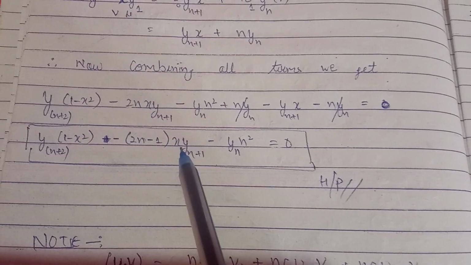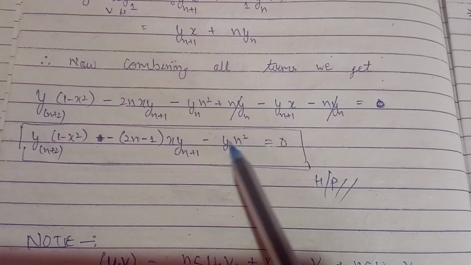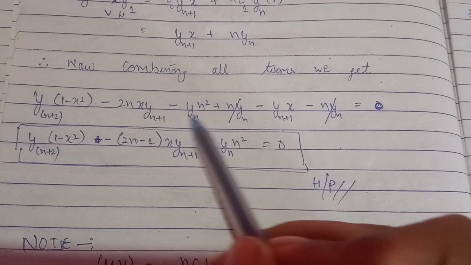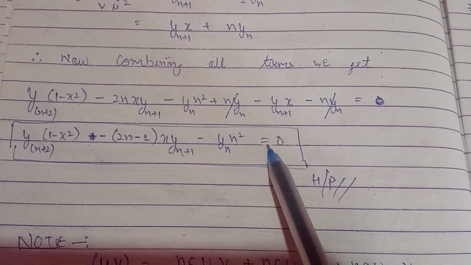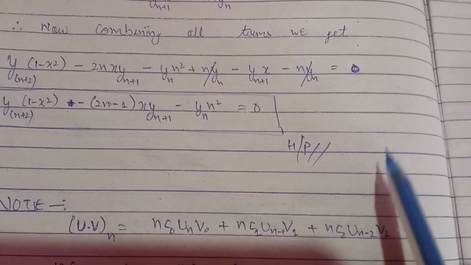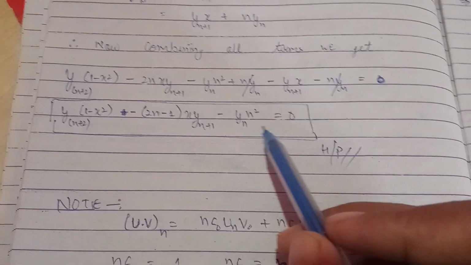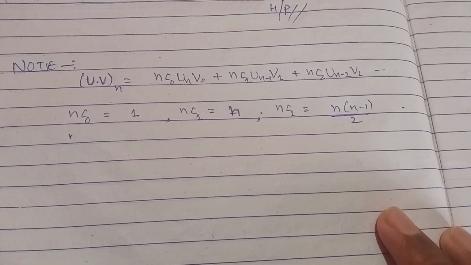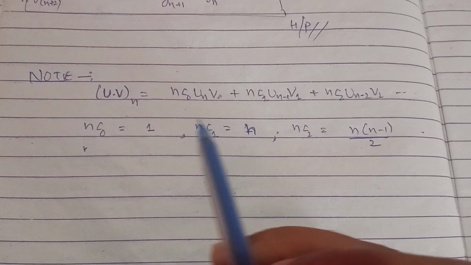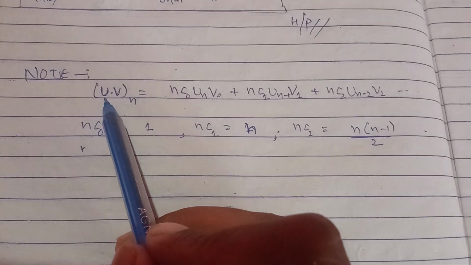Therefore (2n plus 1) x into y(n+1) minus this function as it is, that is n square into yn equals 0. That is the expression we need to prove. Hence proved.